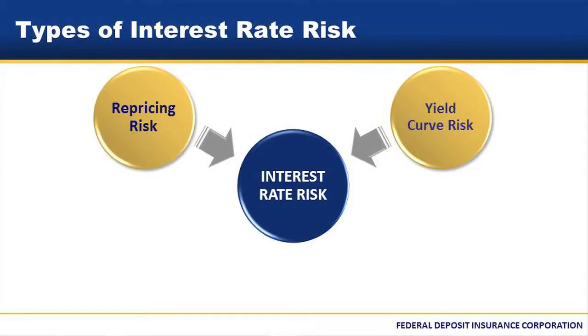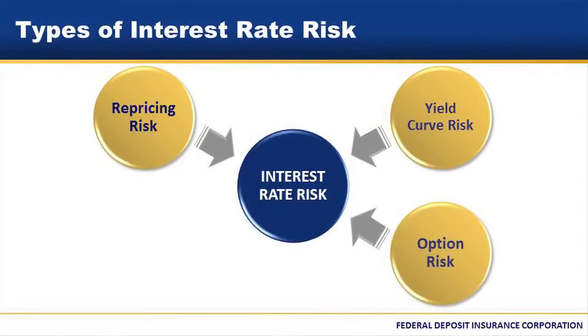Yield curve risk is the risk arising from changes in the shape of the yield curve as short and long-term rates move in different ways. Option risk is the risk that others determine the repricing of assets or liabilities. Options can alter the timing of cash flows.